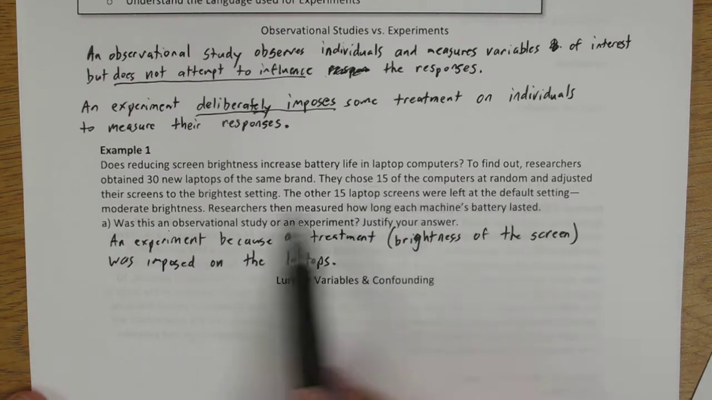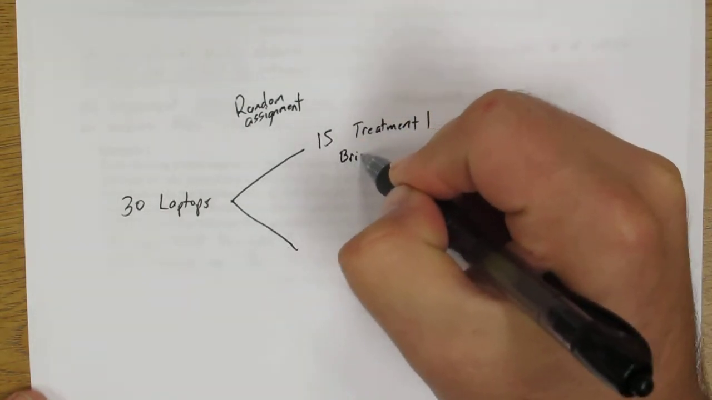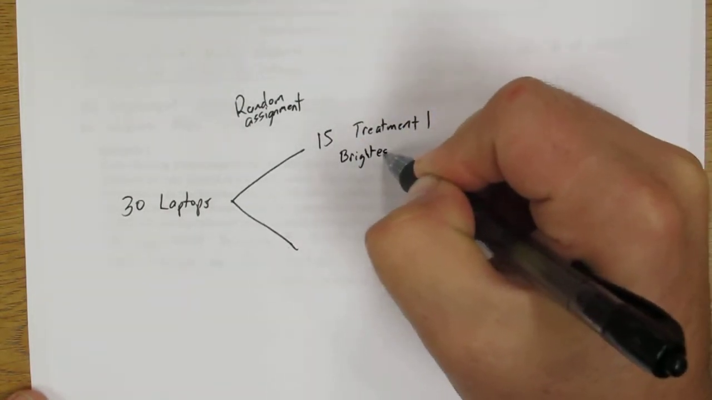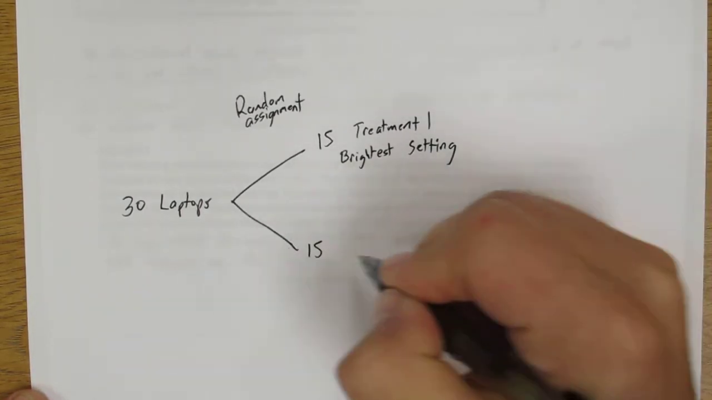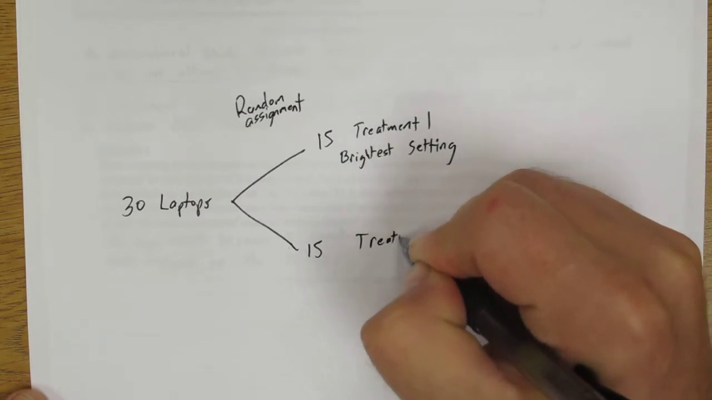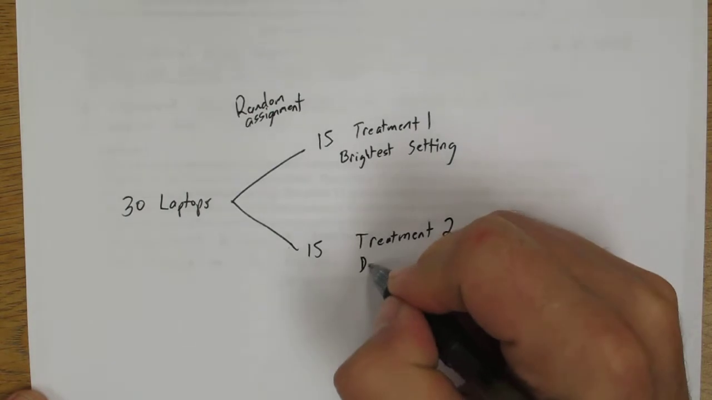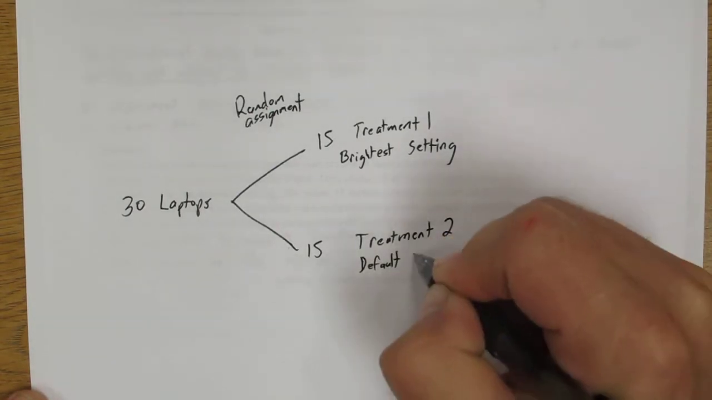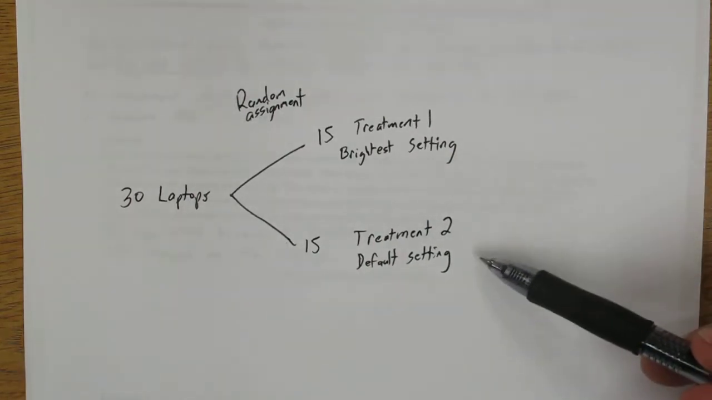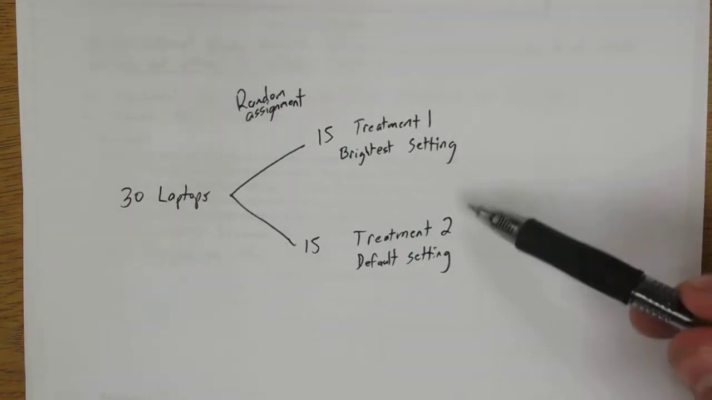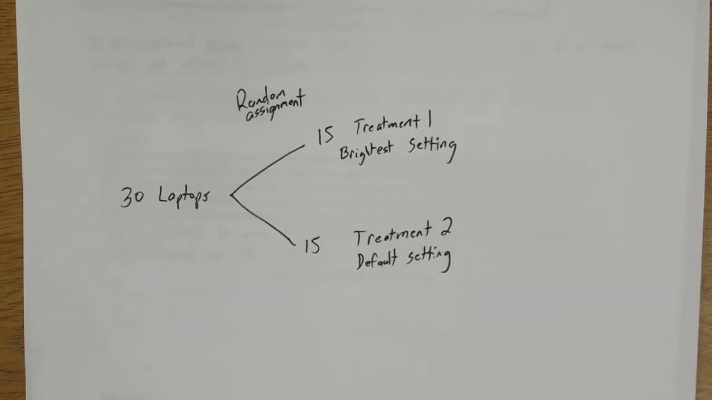They chose 15 computers and adjusted the screens to the brightest setting. So treatment 1 was the brightest setting. And the second treatment, treatment 2, was just the default setting. Now, it might be weird calling this second group a treatment because we didn't really treat anything. Lots of times people will just call this the control, and that's fine too.